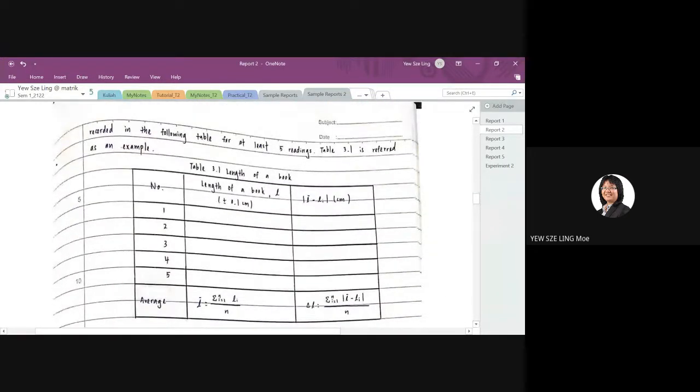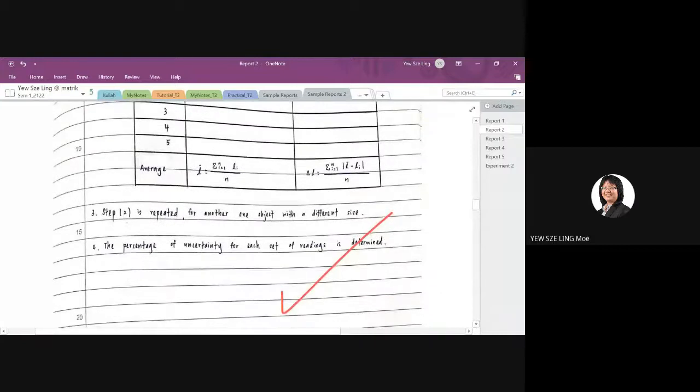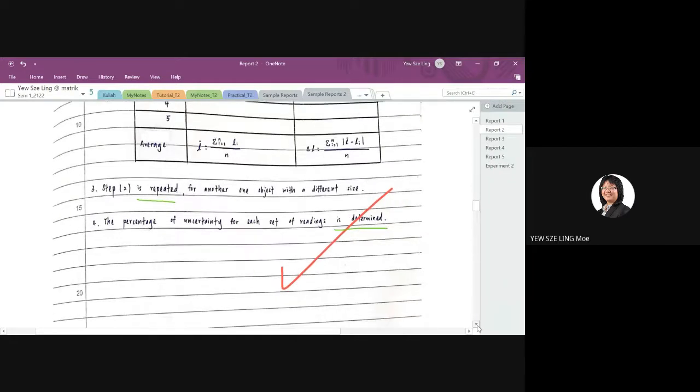And then, recorded in the following table for at least 5 readings, and table 3.1 is referred to as an example. Step 2 is repeated. And then the percentage of uncertainty is determined. So that is how you write your procedure. You change it to present simple tense. So this is how you write it.